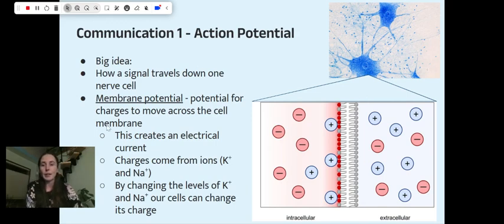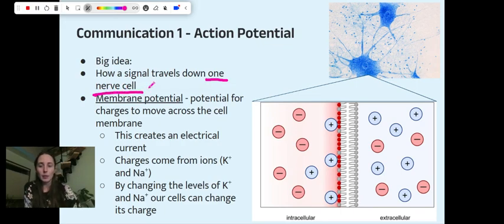All right, this first one, action potential. The big idea here is that this is just how a signal travels down one singular nerve cell. So we're only talking about one nerve cell when we talk about action potential. And really, each cell has the potential for charges to move across that cell membrane. What we're seeing over here is that cell membrane. And what we're seeing is that inside the cell is more negative, and outside the cell is more positive.